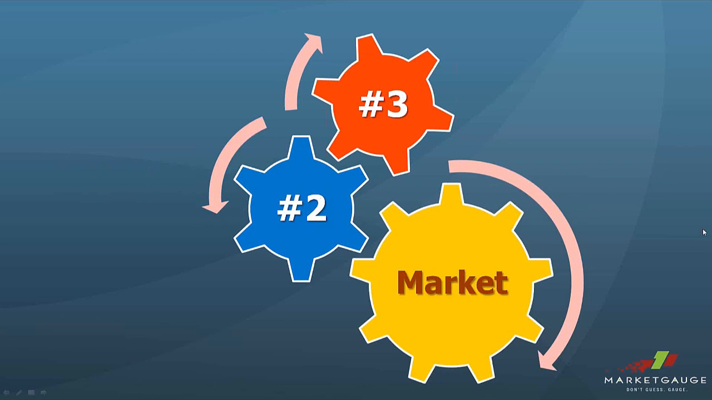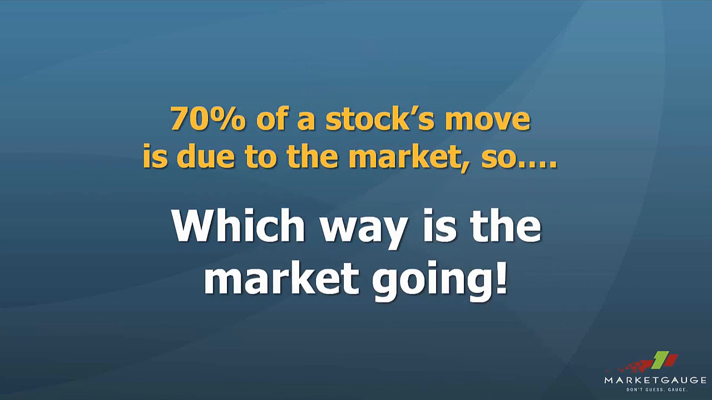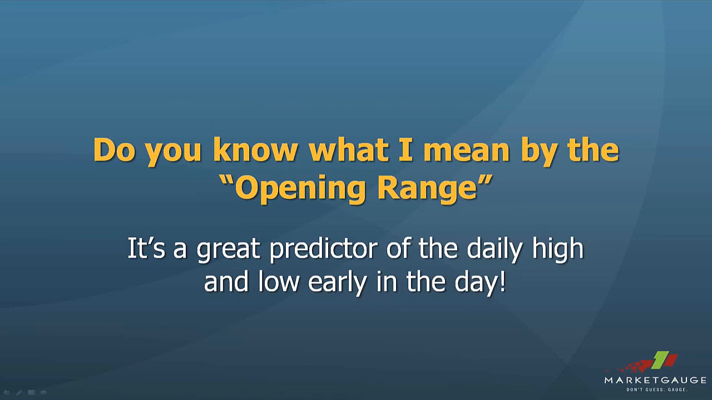All right, so the first one is the market. We want to focus on what the market is doing. And here's a simple reason why, and I think most of you have probably heard this before: 70% of a stock's move is due to the market. So it's really to your advantage to know which way the market's going. And it's not that difficult.